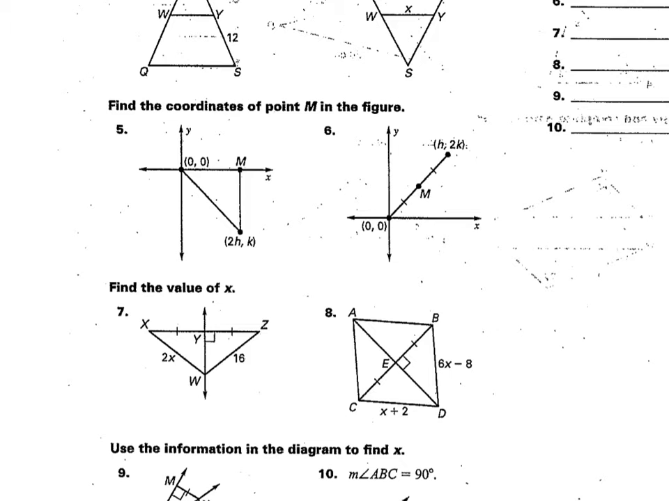5 and 6, bonus. Give them a shot if you want, but they're bonus. What you're wanting to do is find the middle of these segments. Like, what is the exact middle? What are the coordinates? And by coordinates, it means like what's the x, y value. So what's the x, y value of the point that's dead center in the middle?